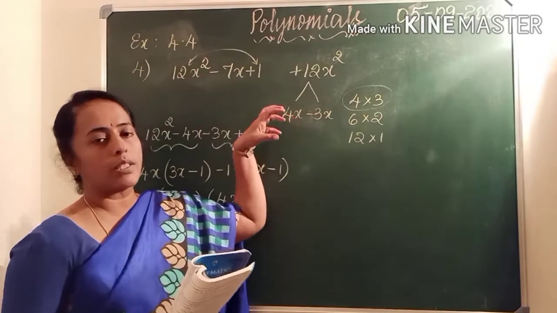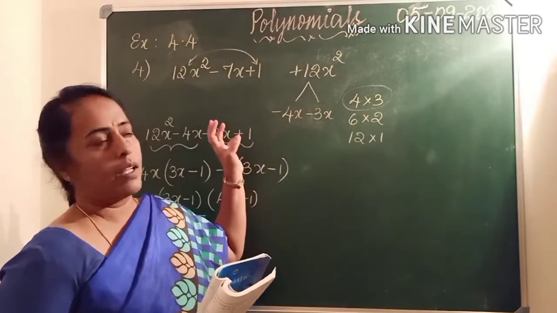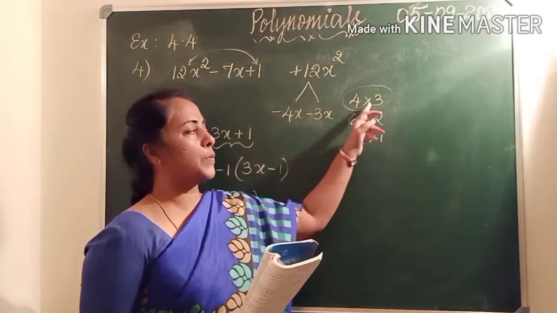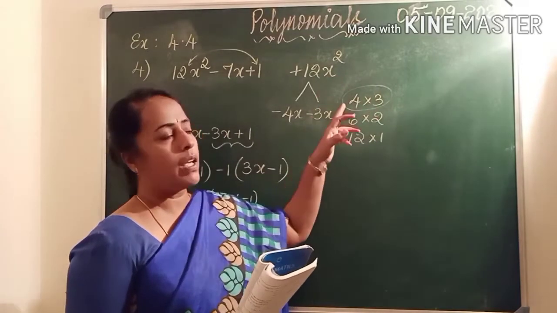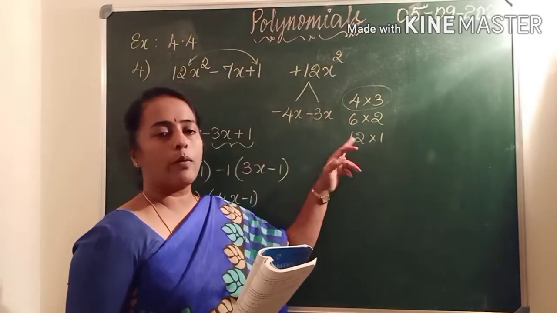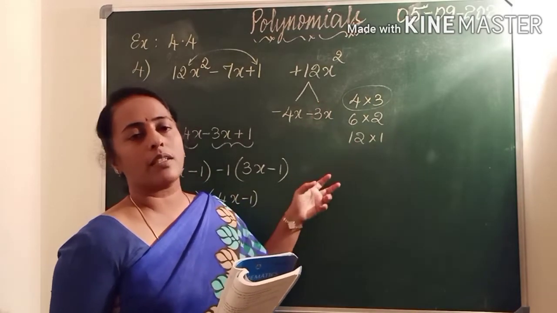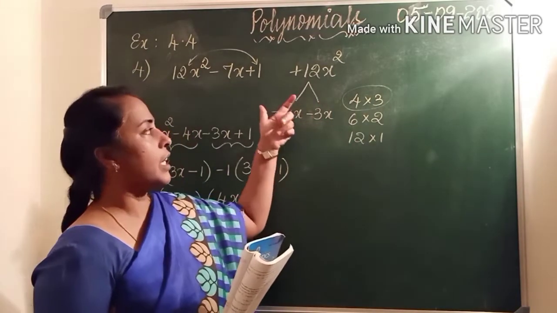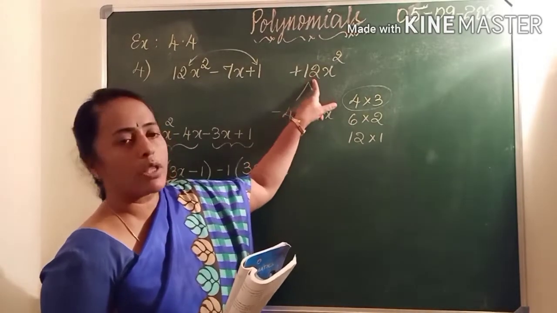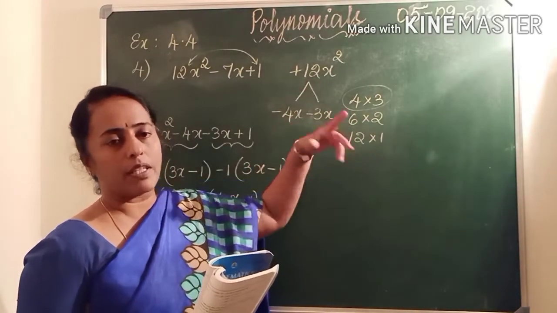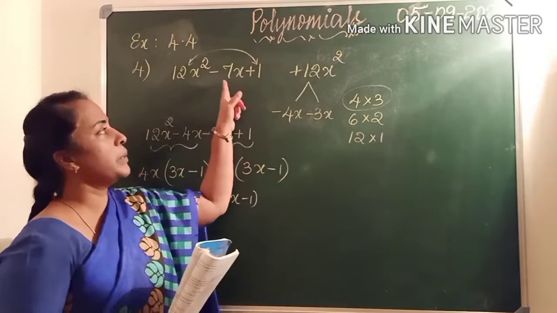Now you have to get the factors of 12. So here these three groups are factors. 4 3s are 12, 6 2s are 12 or 12 1s are 12. Among these three groups you have to select a group, so that if you multiply those two you have to get 12. If you simplify that, add or subtract, you should get the middle term.